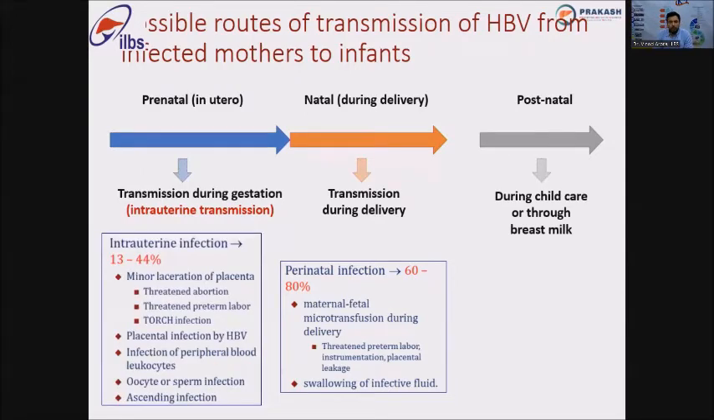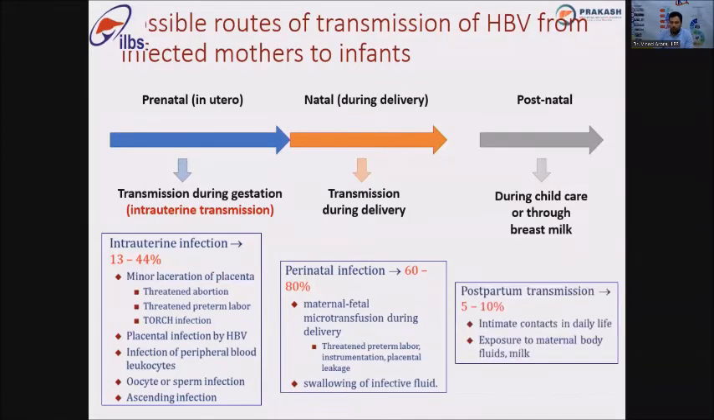Intrauterine infection accounts for 13 to 40% of the infections. They can be secondary to minor laceration of the placenta, threatened abortion, threatened preterm labor, TORCH infection, placental infection by hepatitis B, infection of peripheral blood leukocytes, oocyte or sperm infection. Postnatal transmission accounts for 5 to 10% of the cases and can be secondary to intimate contact or exposure to maternal fluid or milk.